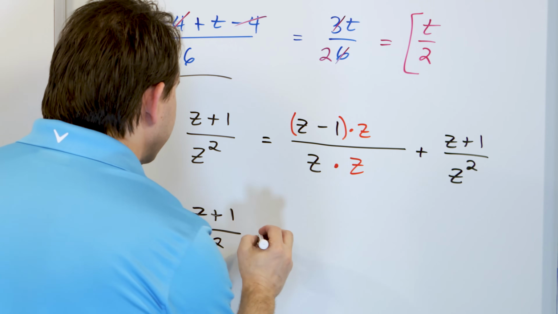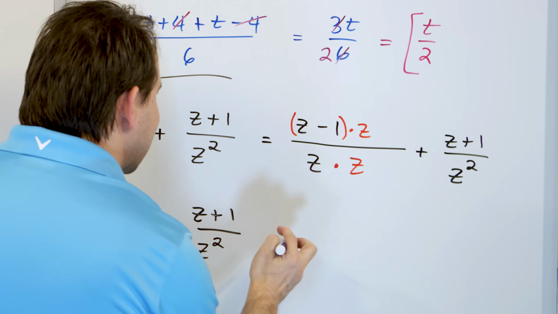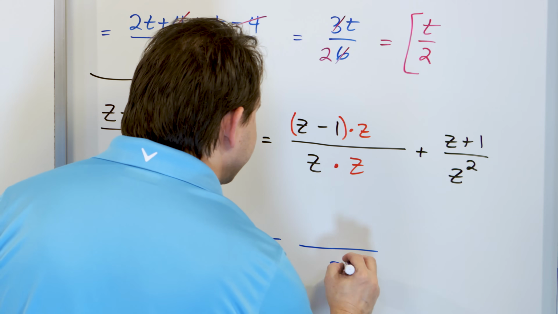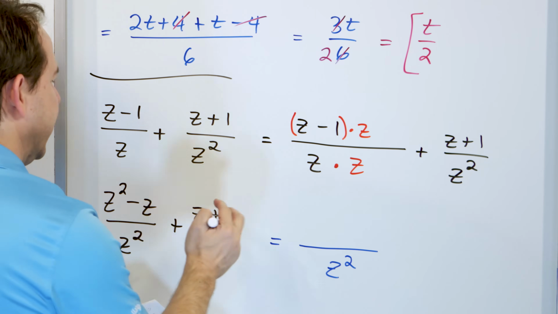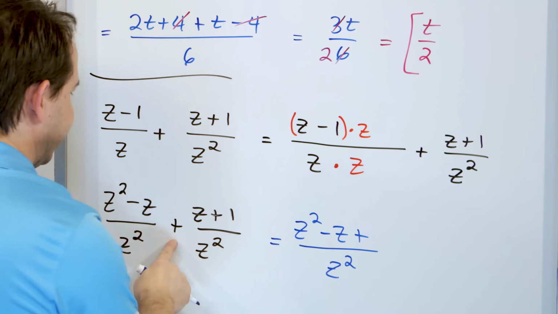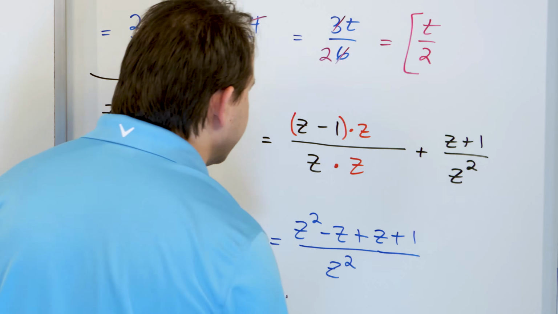So now the answer, let me switch colors. The answer will be the same common denominator. I don't add those, just like with regular denominators, the common denominator sticks around in the final answer. And then I just add them together because I have a plus sign. So I have z squared minus z plus, because of the plus sign, z plus 1. z plus 1, and I'll extend my fraction bar.